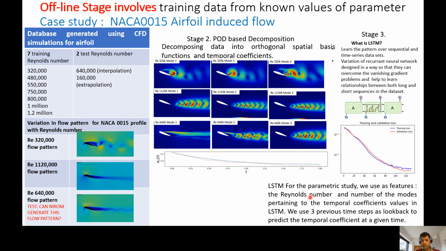All the parameters used in this study, like dropout, activation function, epochs, batch size, look back, all these things we obtain using a hyperparameter optimization routine, a software called Optuna. And once this LSTM is trained, we use it in the online phase. So in the offline phase, we obtain the basis functions for the known values of Reynolds number and an LSTM model that can predict the temporal coefficients.